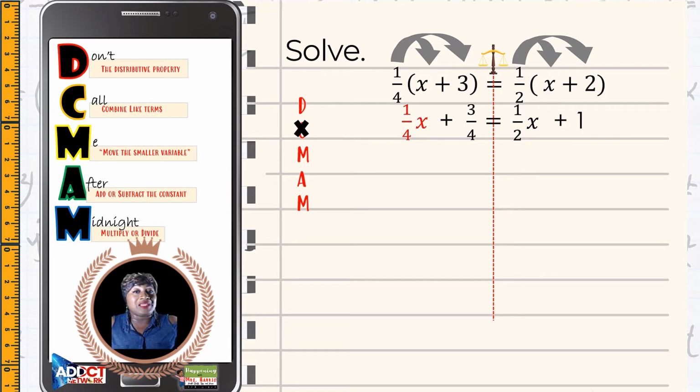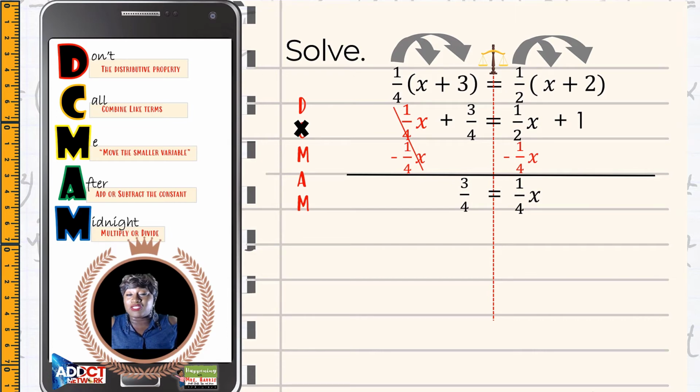Therefore, we will do the opposite. We move the smaller variable by using inverse operations. The opposite of 1/4 x is -1/4 x. Therefore, we will subtract 1/4 x from both sides of the equal sign. This leaves us with 3/4 equals 1/2 x minus 1/4 x, which equals 1/4 x. Then we'll bring down the plus 1.